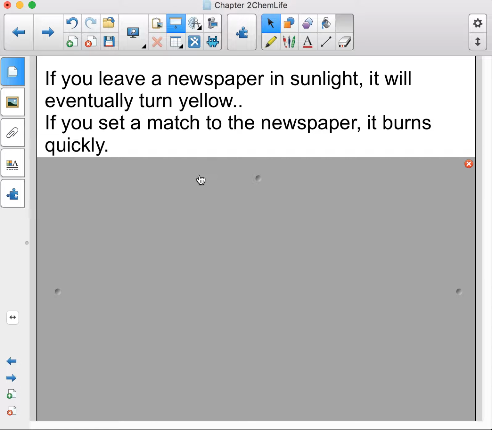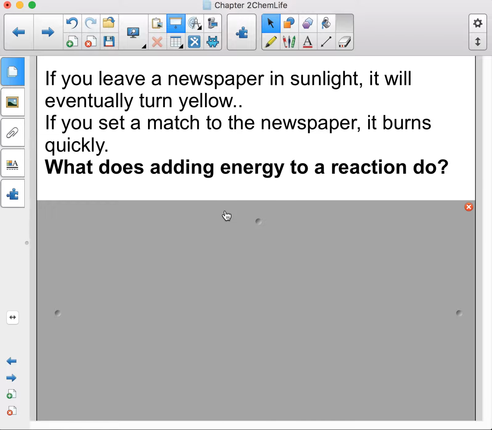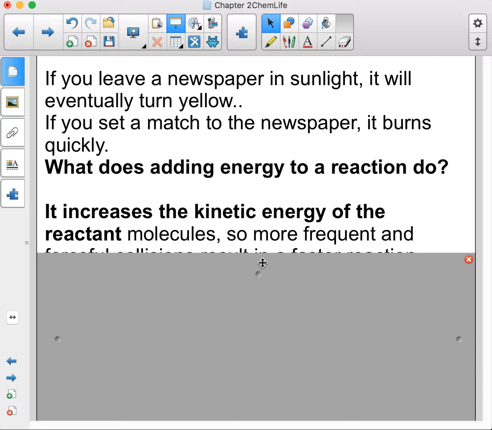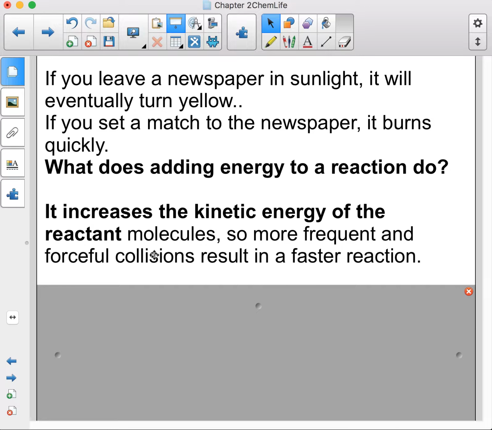Now, if you set a match to the newspaper, it's going to burn quickly. So what does adding energy to a reaction do? It causes a chemical reaction, where the reactants undergo a change, so the products will be completely different. Here, yellow paper; here, ash. It increases the kinetic energy of the reactant molecules, and as a result you see more collisions occur. When collisions occur at a faster rate, you get a faster reaction.